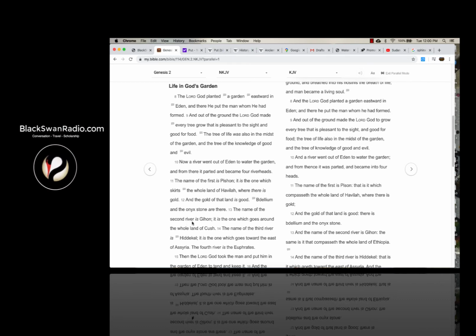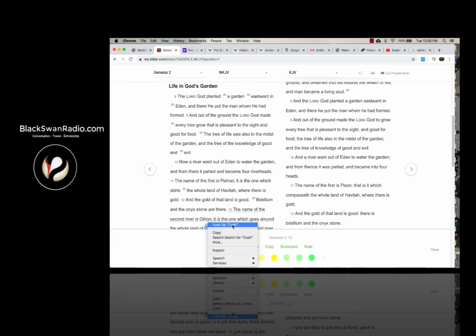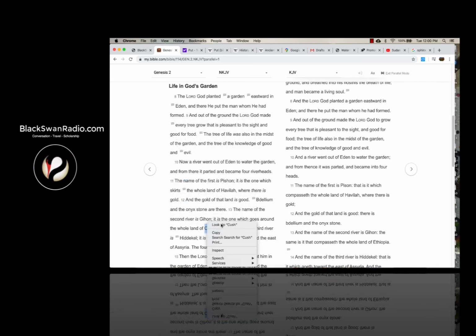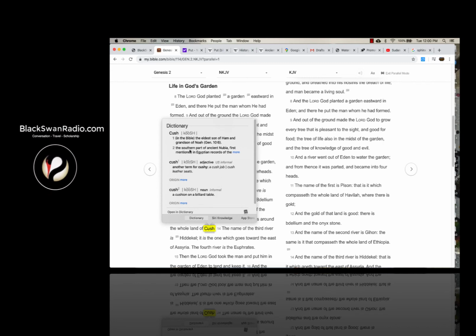So the name of the second river is Gihon. It is the one which goes around the whole land of Cush. The second character mentioned in the Bible. They're Africans, obviously, right? The second character mentioned in the Bible, and it's telling you who they are. It's the eldest son of Ham and the grandson of Noah. They didn't tell you that now because Noah's not born yet. But the descendants of Cush, that land exists.